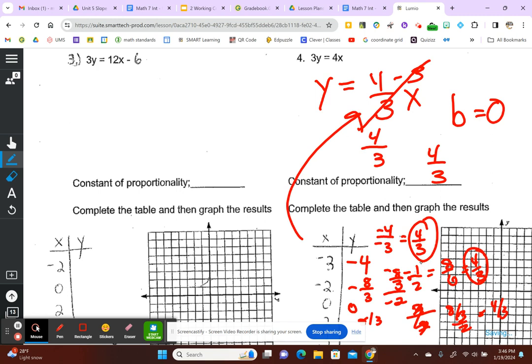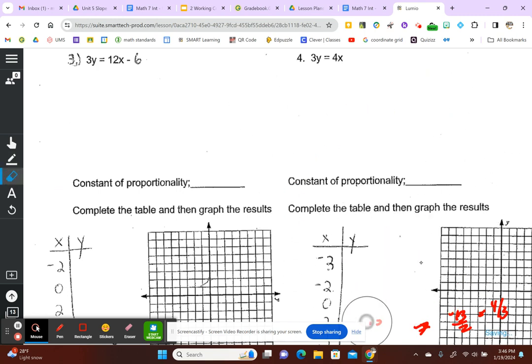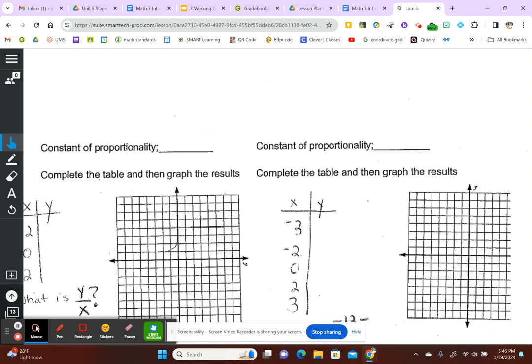So I get the same constant of proportionality every time I pick numbers and then I put y over x. And when I graph it, it does go through the origin.